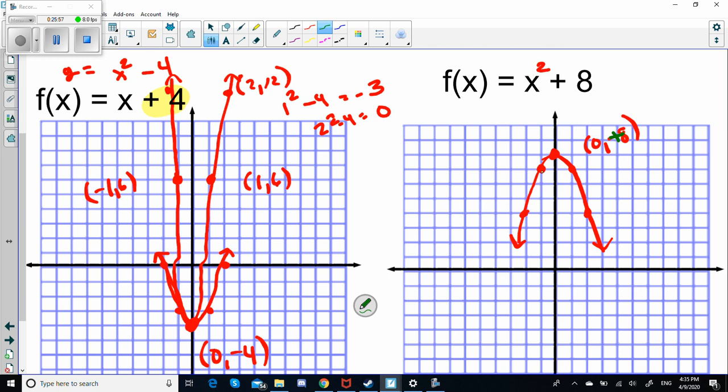It looks like 1, 1, going over 1, down 1, over 1, down 1. That's correct. Over 2, down 4. So there's no A, except that it's opening downward. So since it's opening downward, this should be a negative x squared. So there's a couple things wrong there, but not a bunch. This one over here was much worse. So that second one was a lot easier, just opening down, making that 1 there, negative 1.